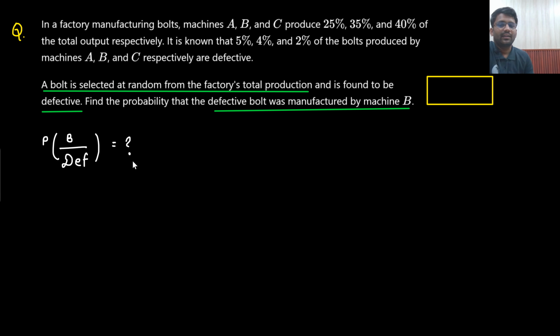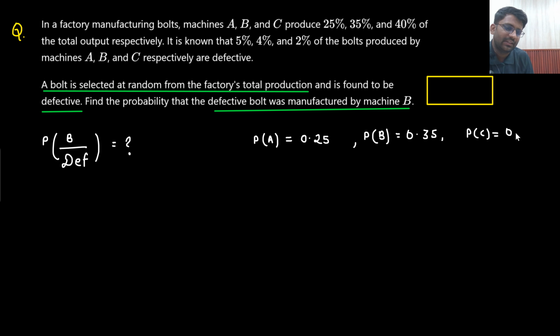What can you comment now? What is the probability that a bolt is coming from machine A? That is 25%, that means 0.25. What is the probability that a bolt is coming from machine B? That is 0.35. And what is the probability that a bolt is coming from machine C? That is 0.40.